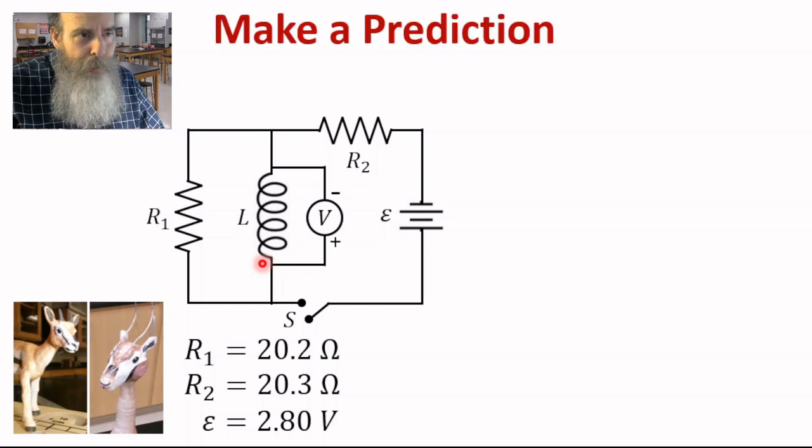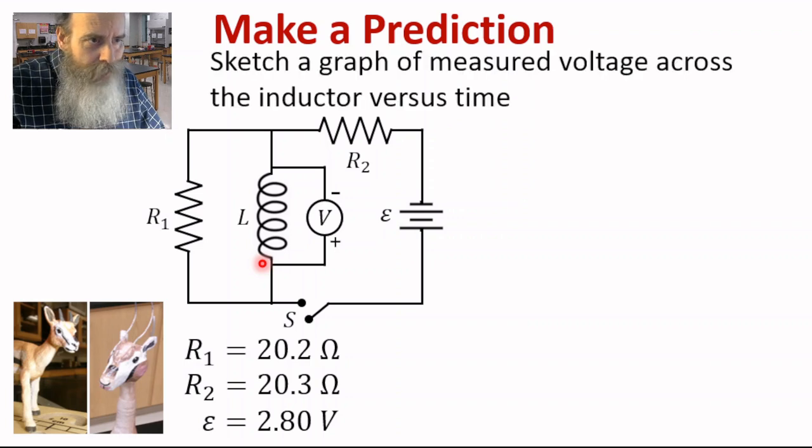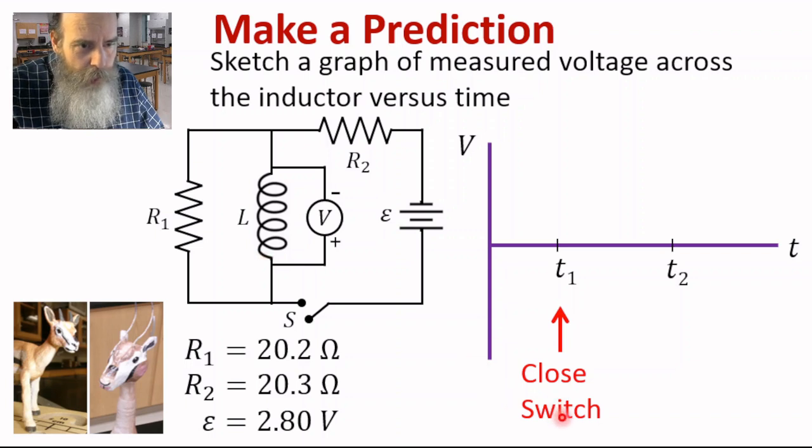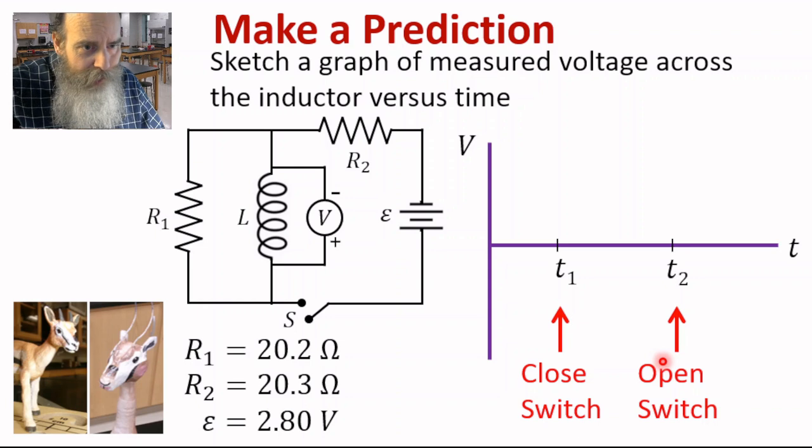I want you to make a prediction before we look at our results. Sketch a graph of measured voltage across the inductor versus time. Sketch it on axes like this. T1 is the time when the switch was closed. T2 is the time when the switch was opened. And let's assume that the time interval between T1 and T2 is large enough for the circuit to have reached steady state before the switch is opened.